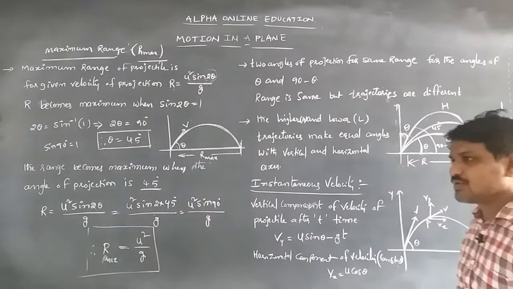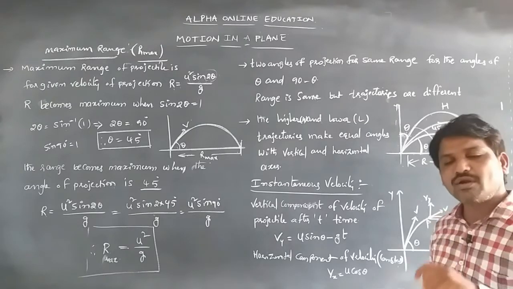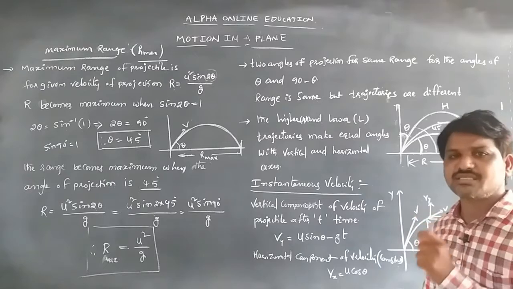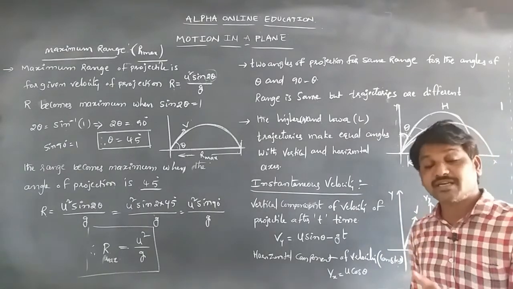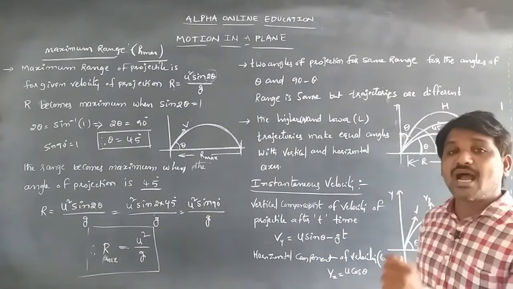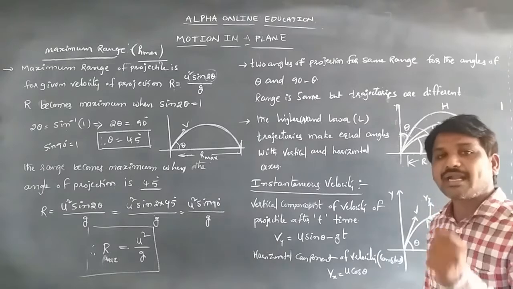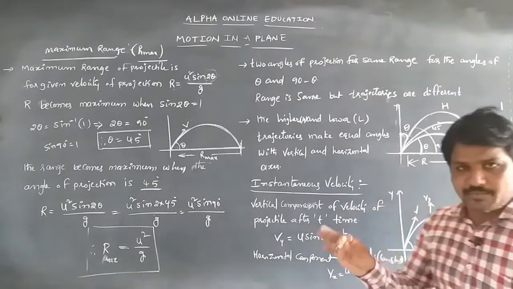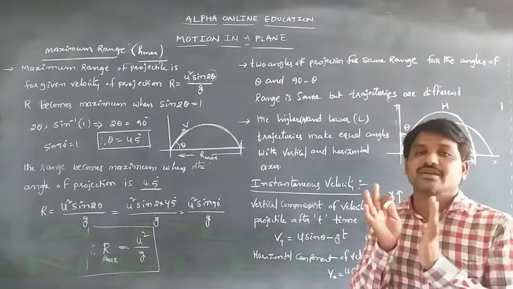Can the body reach the same range by projecting with two different angles? Yes, the body can reach the same range when projected with two different angles, and those angles must be theta and 90 minus theta. Here the range is same, but their trajectory is different.